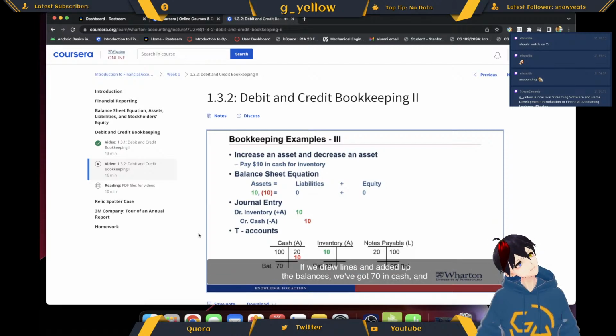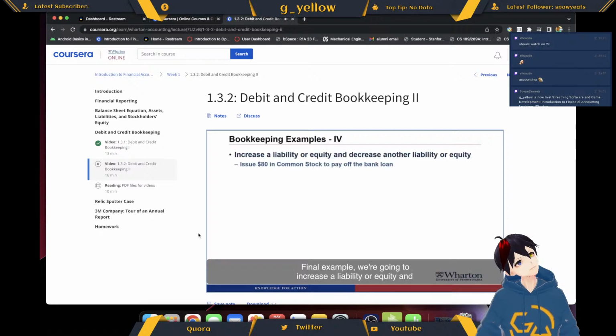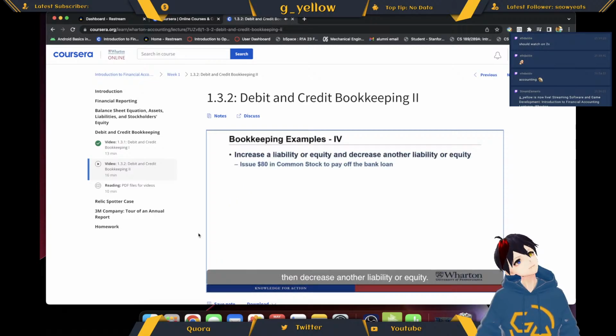If we drew lines and added up the balances, we've got 70 in cash and 10 in inventory on the left-hand side, so that's 80 of assets. We have 80 of liabilities in the notes payable, no stockholders' equity, our balance sheet balances, and our debits equal our credits. Final example, we're going to increase a liability or equity and then decrease another liability or equity.